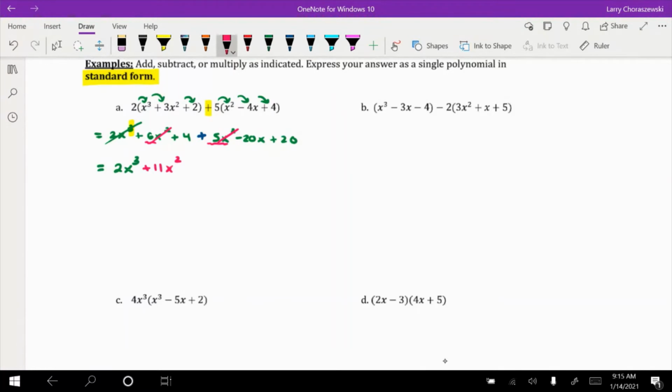Now we have 4, which would combine with 20, but I'm not going to add those two together just yet because I'm also seeing this negative 20x, which according to standard form, we would have to write next. And then we can combine the 4 and the 20 to get positive 24. And that would be our final answer. Any questions about that?